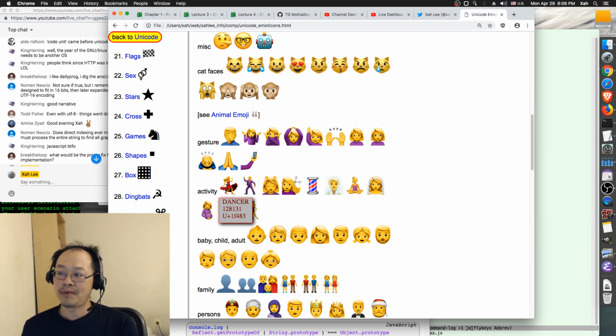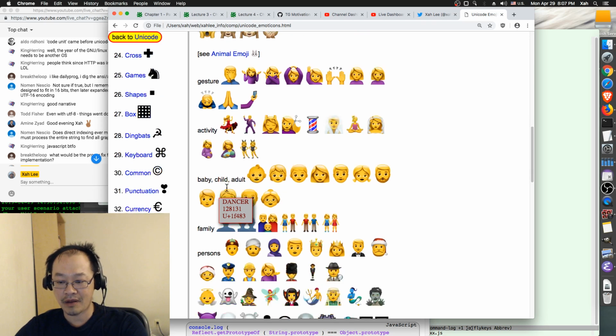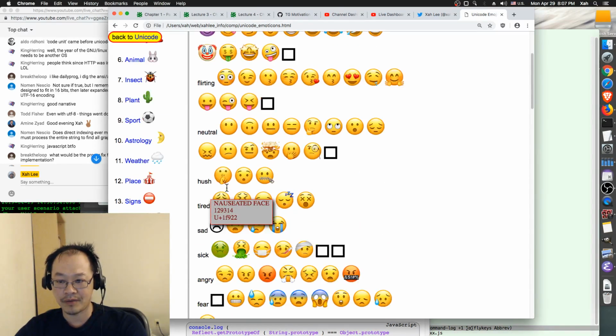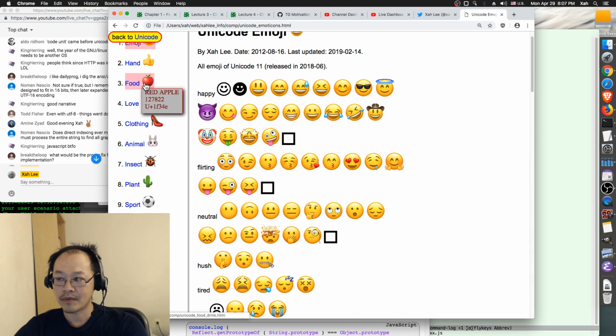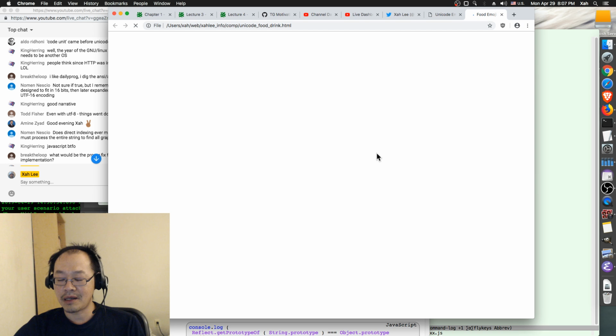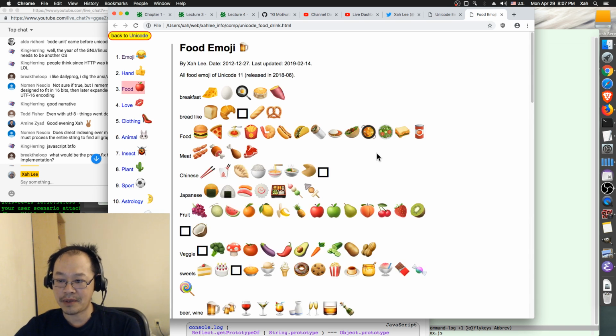Emoji came from emoticons. Well, I'm not going to go into the whole history, but anyway, emoji came from Japanese phones. Japanese teenagers used phones, so they wanted to send pictures of people smiling, dancing, or eating Japanese food like sushi. Let me show you food.